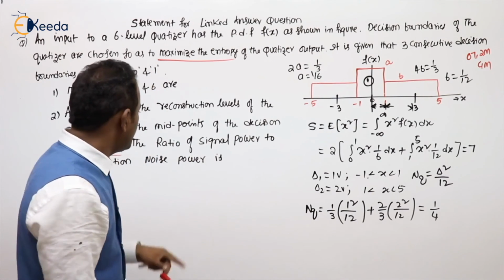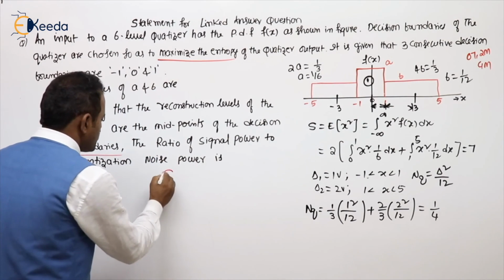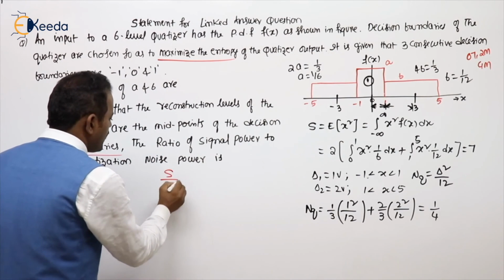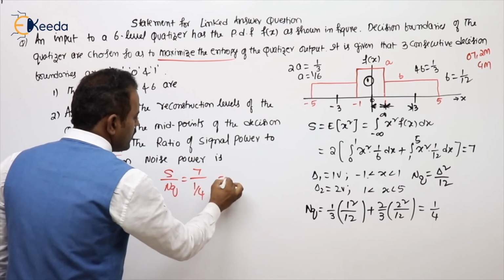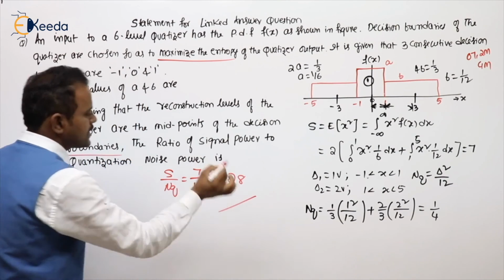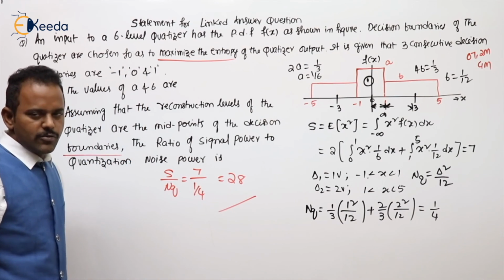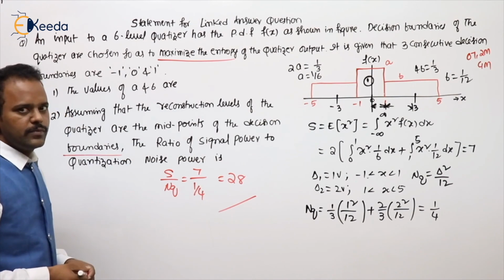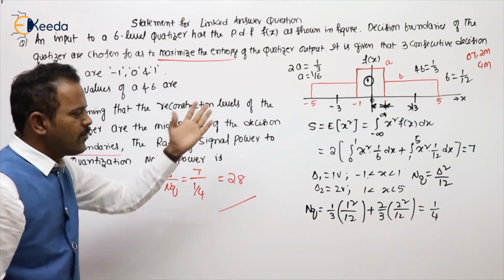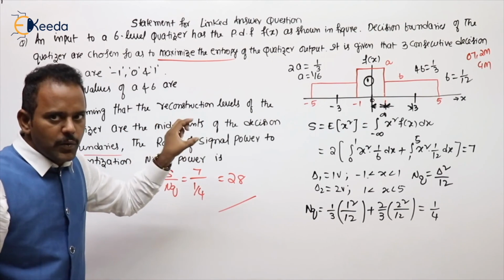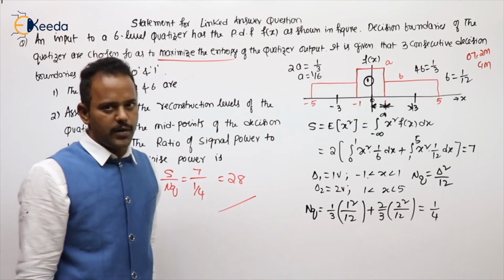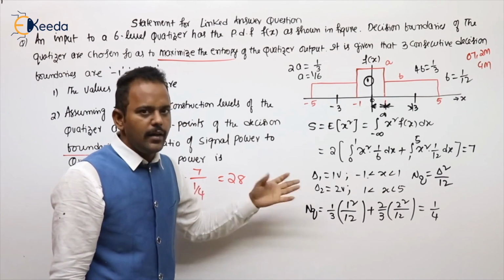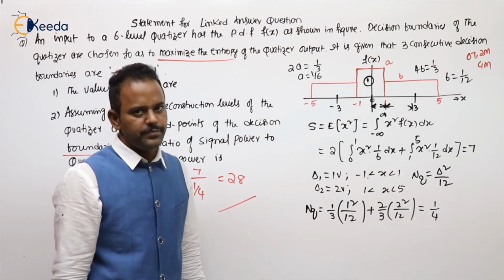Now what is asked? Signal to noise power, meaning here signal to quantization noise power. Signal is 7, noise is 1 by 4, so 28. That is the option given. So 28 is the correct one. The first question is an easier one, but for the second one, try to concentrate on taking delta 1 and delta 2. If you understand these two, the answer will come. Clear?